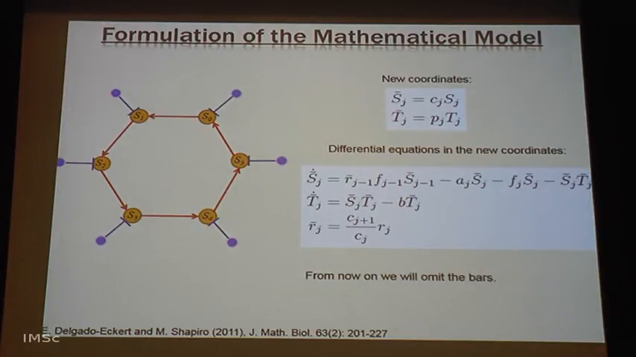Something that people usually do to simplify the mathematics of models is that they rescale the variables. So we rescale our variables here, introducing new coordinates, which is essentially working in a different unit. And then we rewrite the equations in terms of the new coordinates. So you see now the new equations have these bars everywhere, and from now on, I will just omit those bars.